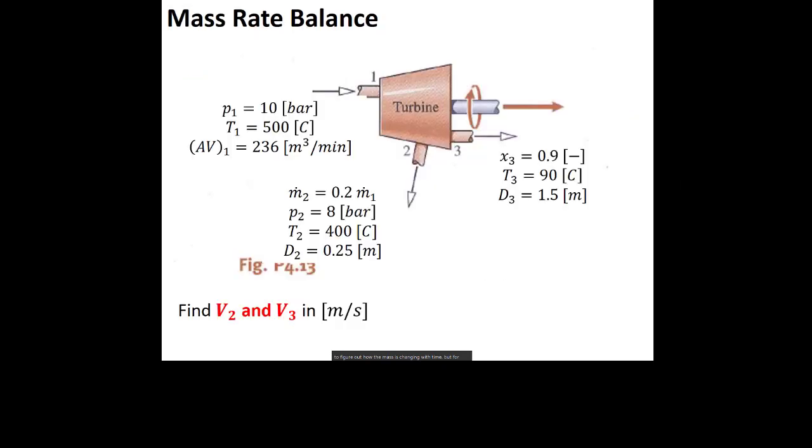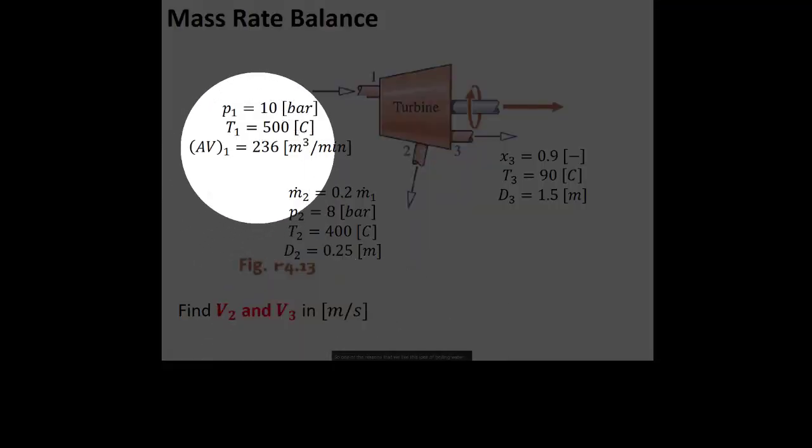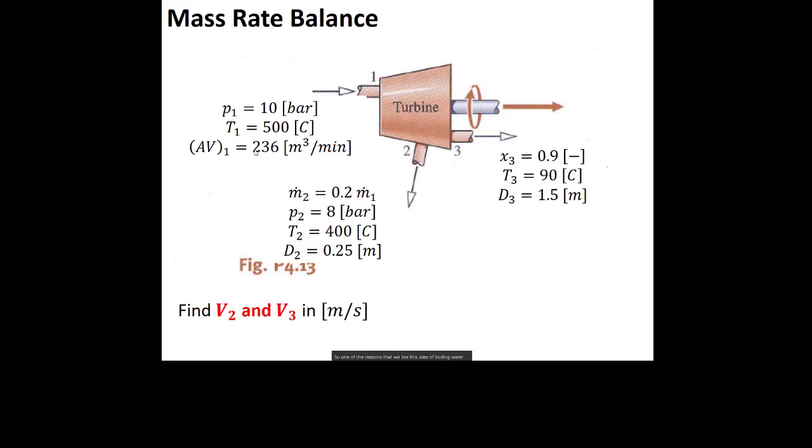So we're going to do this problem. So this is a turbine. If you're not familiar with what a turbine is, it's essentially like a windmill, right? One of the reasons that we like this idea of boiling water is when we boil water, it turns into steam. And steam takes up a lot more volume than liquid water. So that steam expands, right? And it wants to go somewhere.